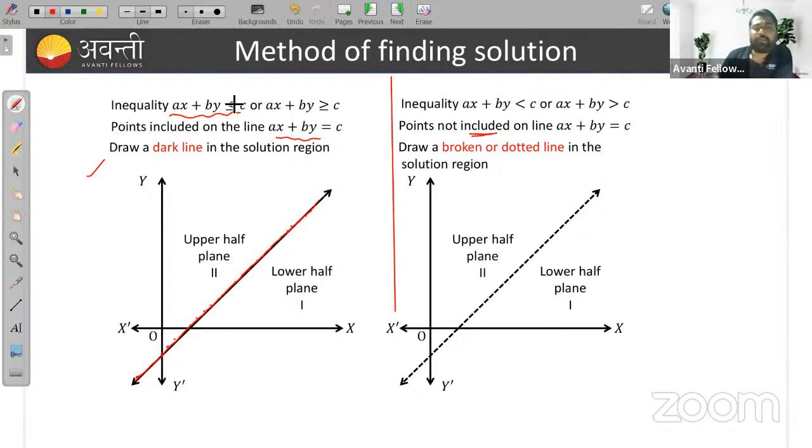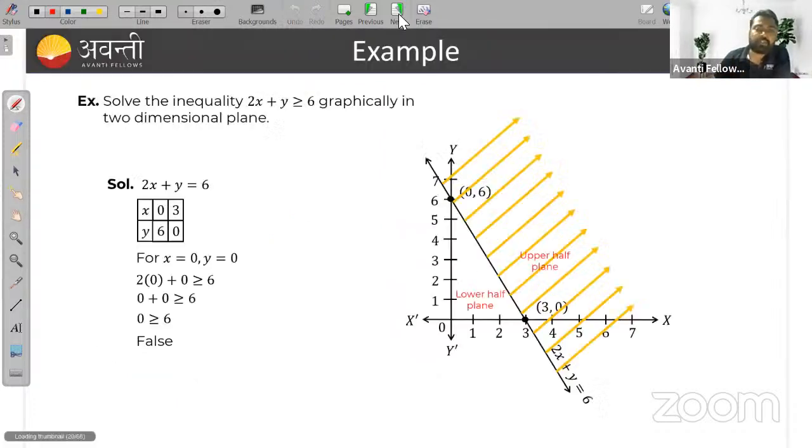That means simply if you have less than or equal to or greater than or equal to, you have to draw a dark line, and if you are strictly less than or strictly greater than, you have to draw a dotted line, right? Chalo, theek. So let's see an example. Suppose you have an inequality 2x plus y is greater than or equal to 6. So graphically how can you represent it?